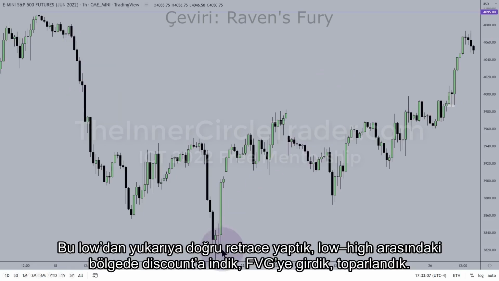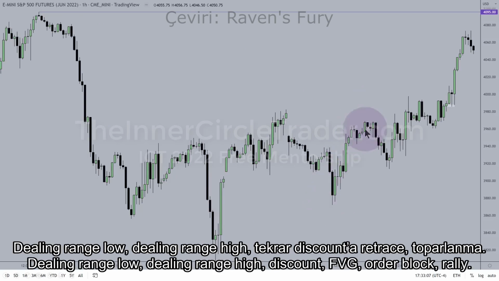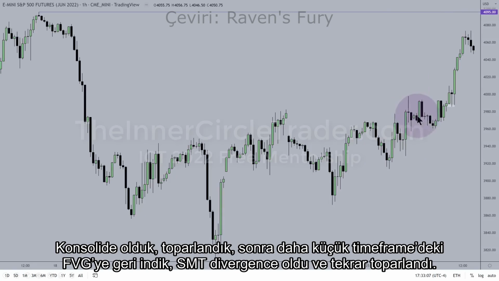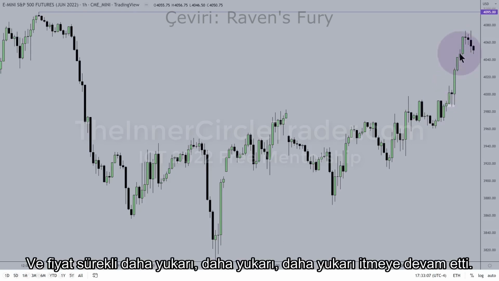So notice what was happening. We had the low, retrace down into this low to high, discount, fair value gap, rallies. Dealing range low, dealing range high, retraces down into, discount, rallies. Dealing range low, dealing range high, discount, fair value gap, order block, rally. Consolidate. We rally, come back down into the smaller time frame, fair value gap, SMT divergence, and rallies, and keeps pressing higher and higher and higher.